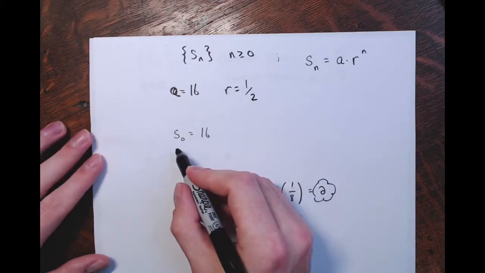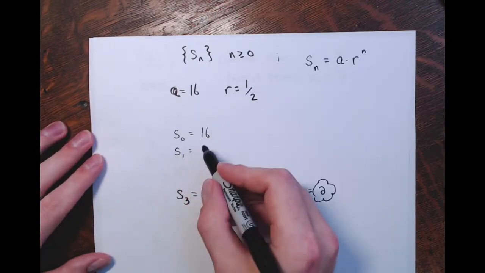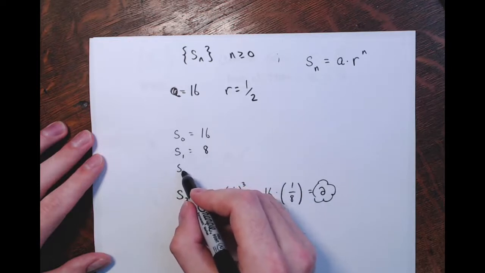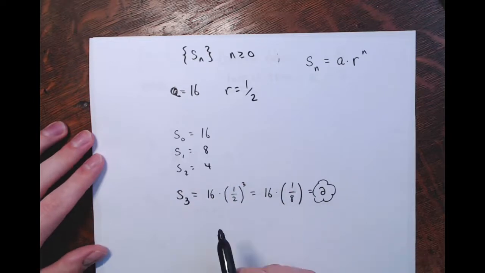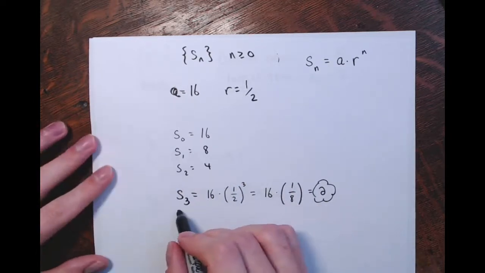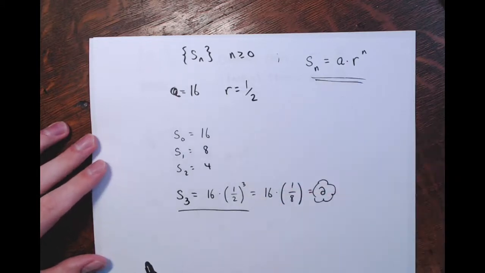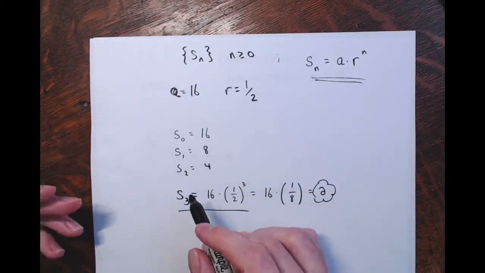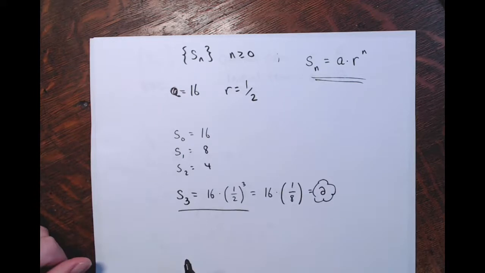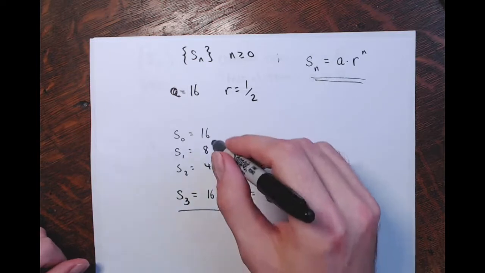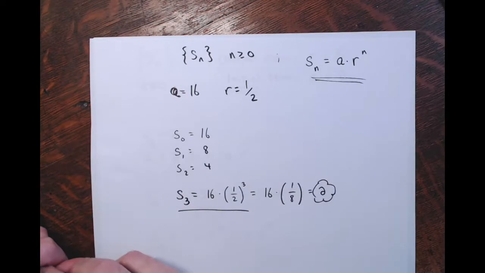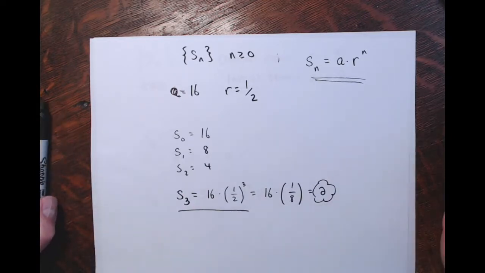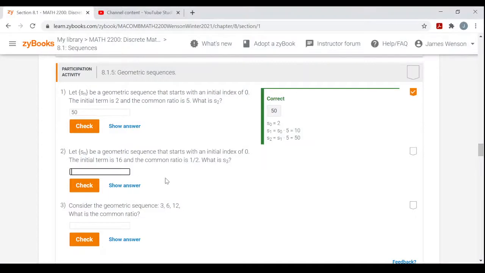Again, you could have done this by saying S0, 16, then times a half, 8. Then S2 is times a half, 4, and then times a half, you get 2. But the reason I want to use an explicit formula is because what if they asked for S100? I wouldn't want to do this 100 times. I would just plug in 100 for my power. All right. So back here, that's 2.